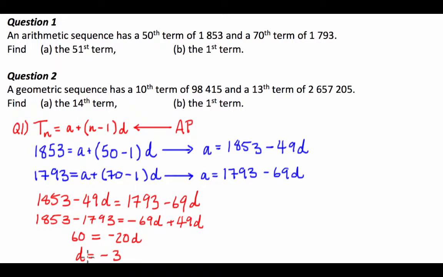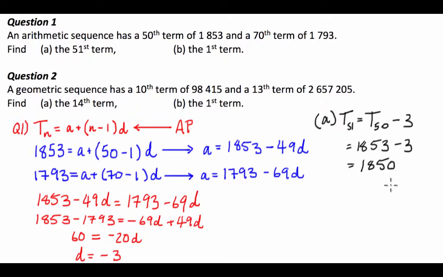So what I can do with that piece of information, guys, is use that to solve part A of question 1. I can say, well, part A, we have the 51st term, or t_51, is equal to t_50 minus 3, which is equal to 1853 take 3, or 1850.